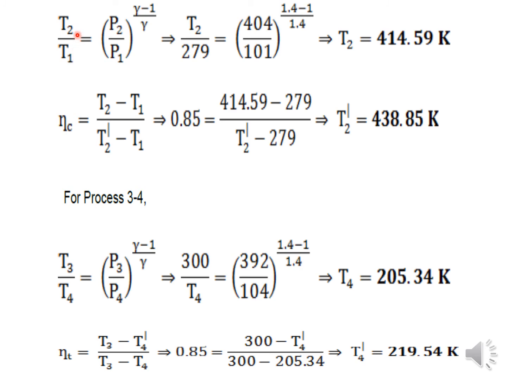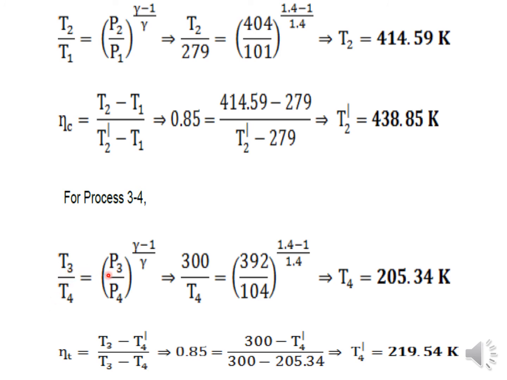T1 is given, we don't know T2, calculate using this normal formula. But efficiency of the compressor, we know that in the previous problems also, in the gas turbine also we have calculated T2 by T1 divided by T2 dash minus T1. So in the compressor it is coming dash downside, and in the turbine it will be coming at the top side. So 85% efficiency is given. Substitute everything, all the values are known to us, only T2 dash we need to calculate, and hence for the further calculations we will take for T2 dash, and similarly we will calculate for T4 here.